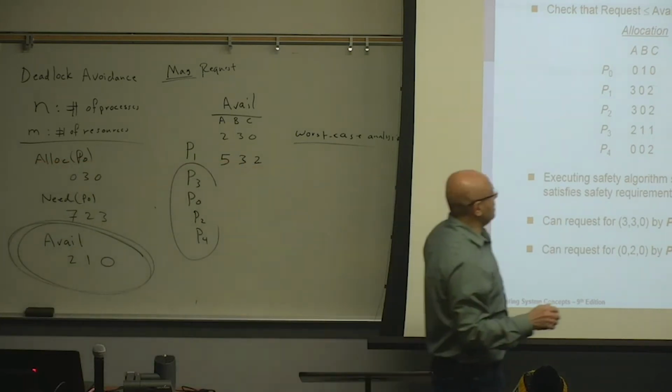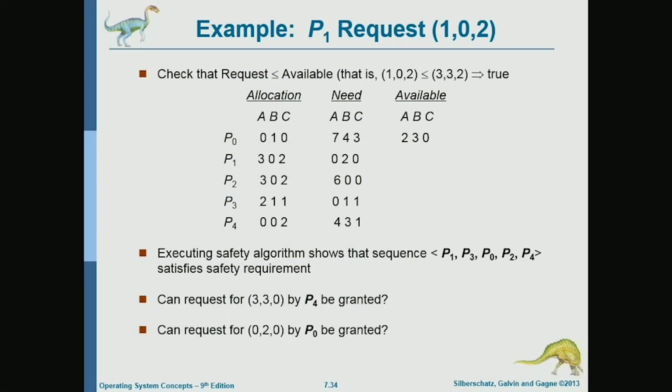Can we satisfy the needs of P2? Definitely not, because it needs 6 instances of A. Can we satisfy the needs of P3? No. So the answer is no. To satisfy the needs, we must be able to satisfy the needs for each resource. Don't look at the sum. It's not about the sum. You must satisfy it for each and every resource.